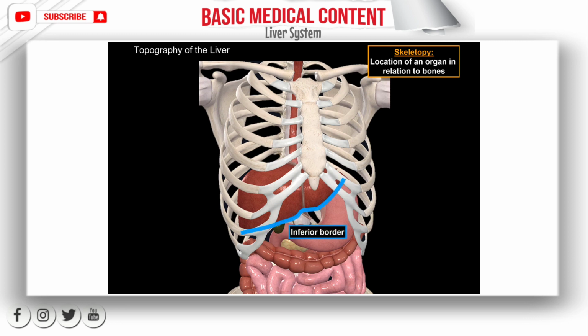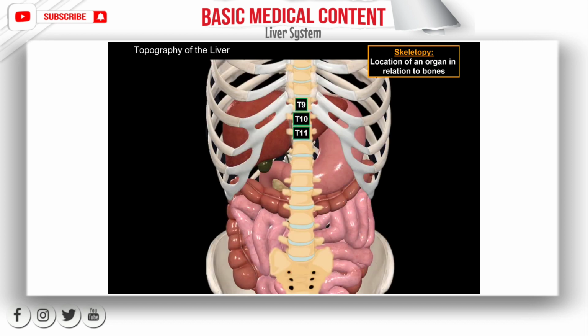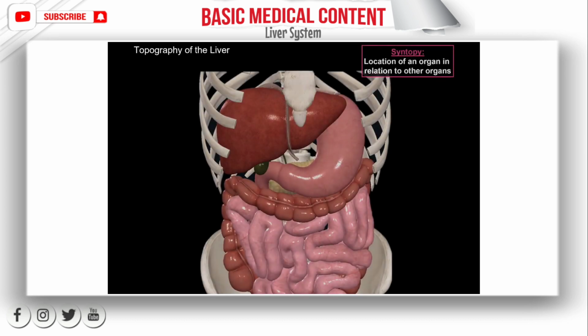The inferior border is here. It also starts at the 10th rib at the right side and goes up to the level of the 8th and 9th rib, and then it continues all the way up to the 6th intercostal space on the left side where it ends. And then posteriorly, you will find it between the 9th thoracic vertebrae to the 11th thoracic vertebrae. So that is the skeletopy of the liver.